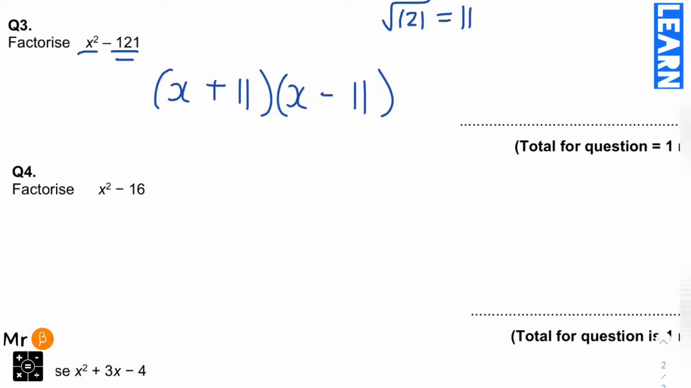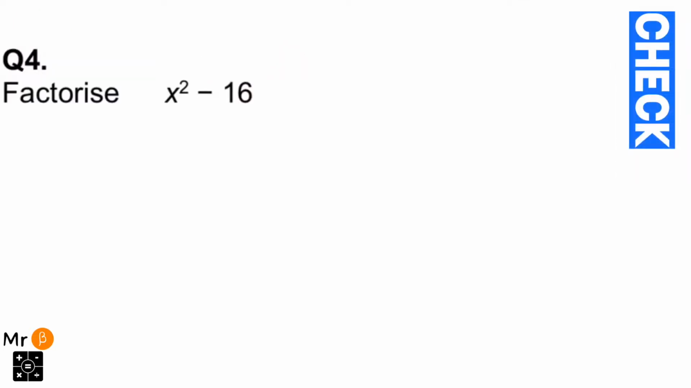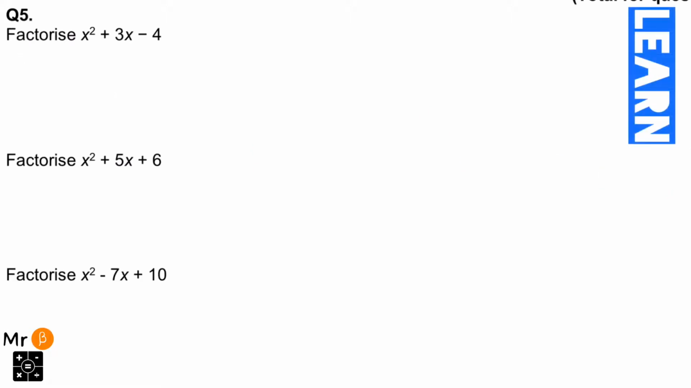You can then multiply out your brackets and you would see it would cancel down to that x squared minus 121. So now if you want to have a go at this one before I go through it, pause your video. Okay, so again, difference of two squares. So we start off with our x plus x minus, we square root the number at the end, and we get our answer.